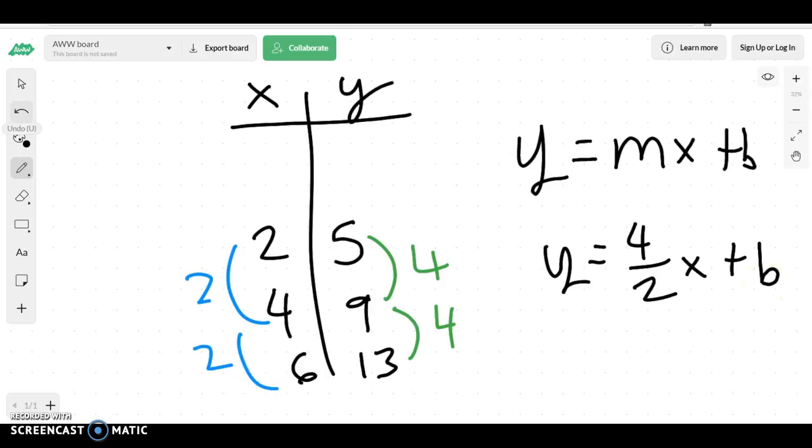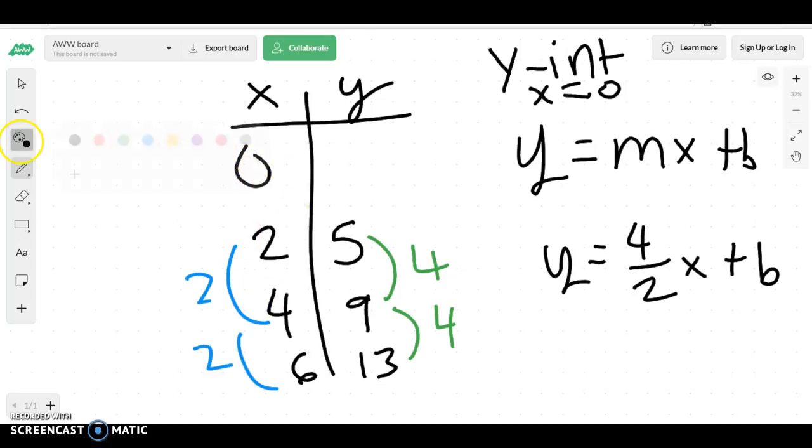Now b is what we don't know, but we know that this is a y-intercept. If you remember from before, a y-intercept is really special. It means that x is 0. So if we could figure out what y is when x is 0, we could find our y-intercept, which means I just need to make that 0, so I would go back 2. So that fits my 2 pattern.